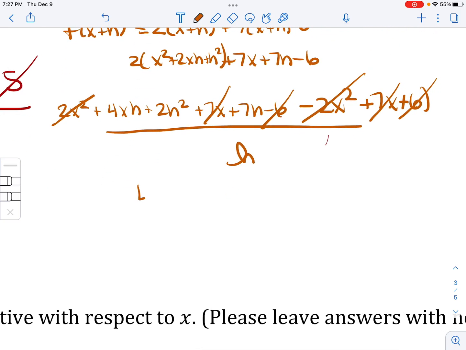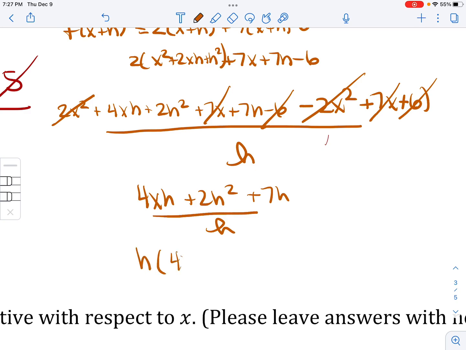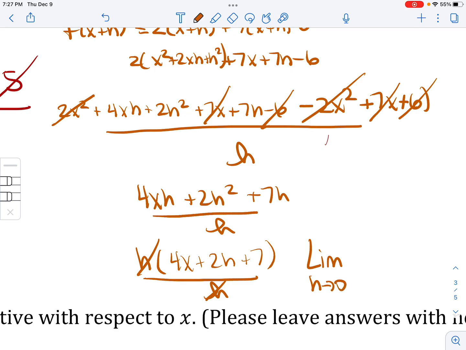So then we've got 4xh plus 2h squared plus 7h, over h. I'm going to factor that h out, divided by h, cancel those out. And remember the limit as h approaches 0, which basically means that the 2h here turns into nothing, which leaves me 4x plus 7.